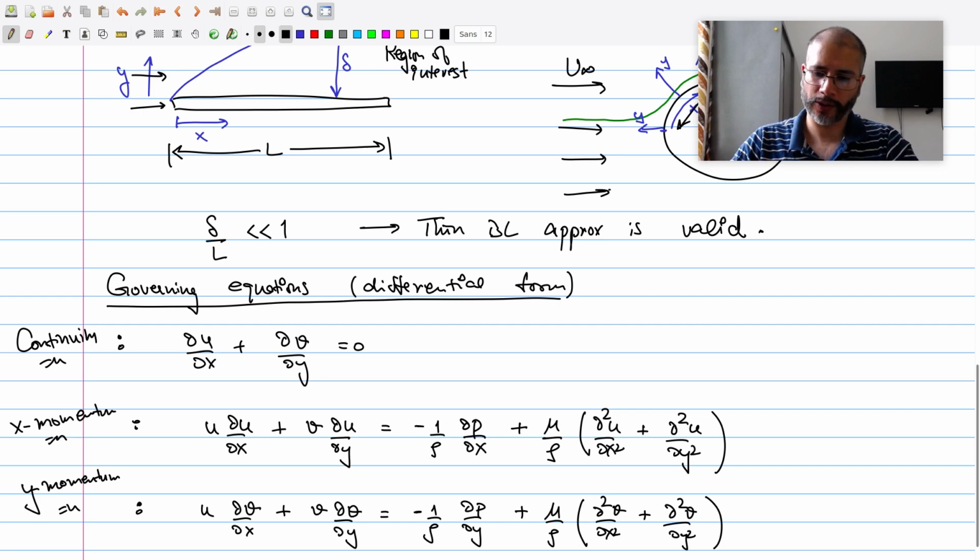So, these are the equations that we will be solving. Well, these are the starting equations, which are the most general form in the sense of they are the Navier-Stokes equations, but we will be simplifying them, and these simplified forms will then be called the boundary layer equations.